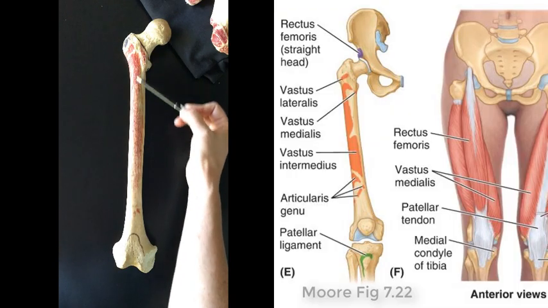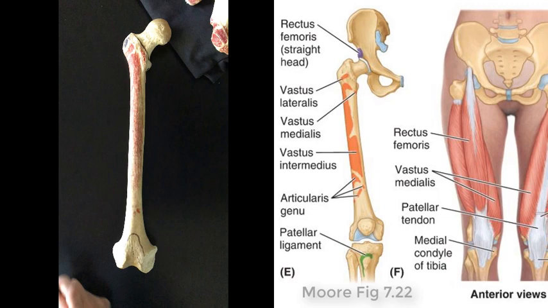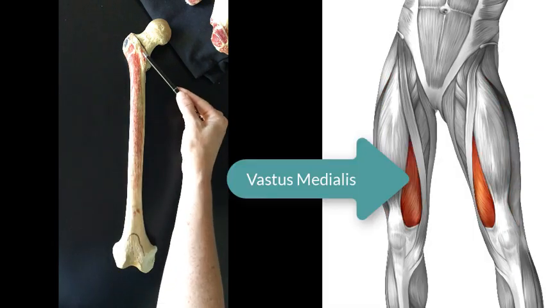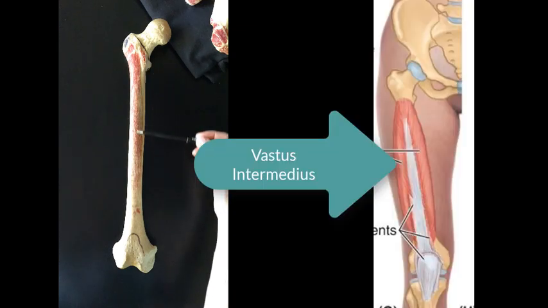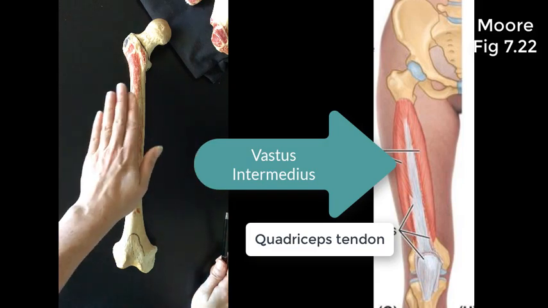Now, these red markings are origins for the quadriceps muscle group, which sit on the anterior femur. So there's a vastus lateralis and a vastus medialis that inserts here. And then vastus intermedius, which occupies most of the femur. And as the name implies, it sounds like in between.